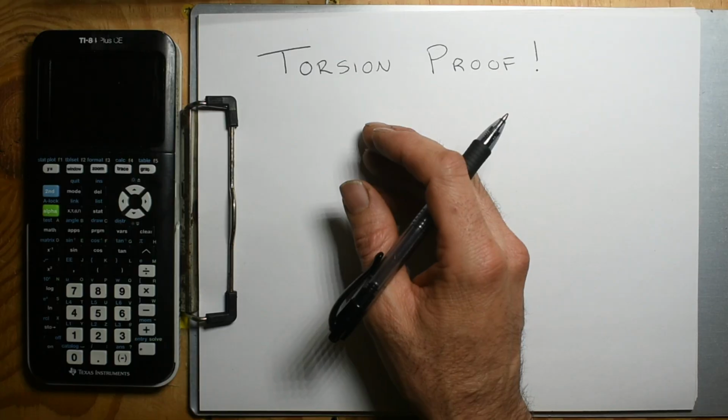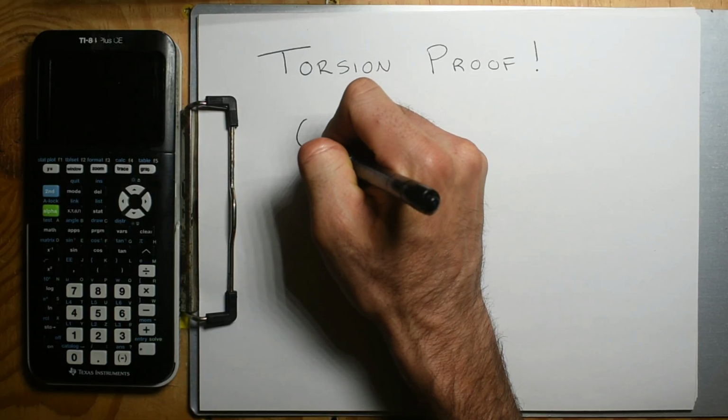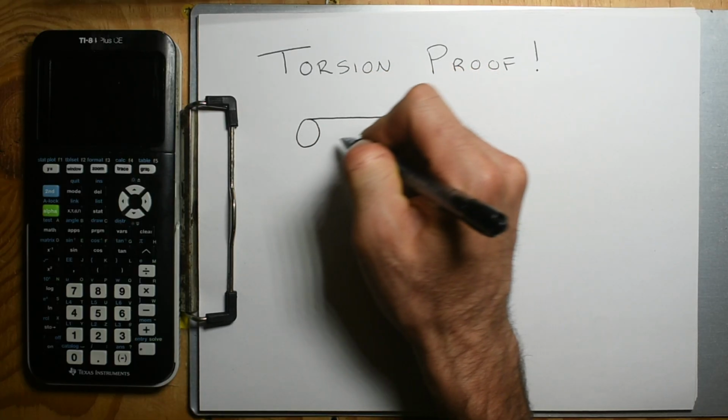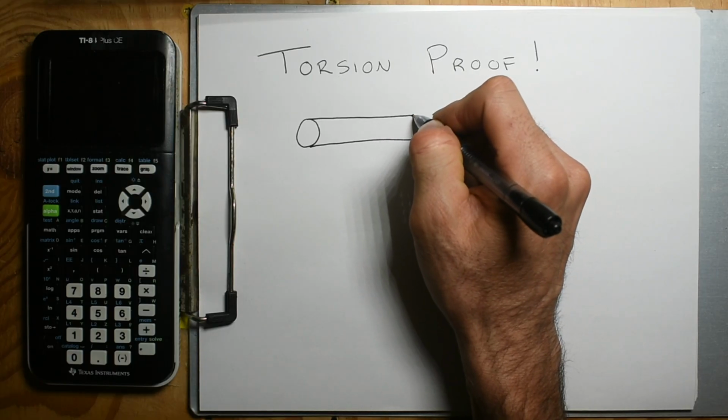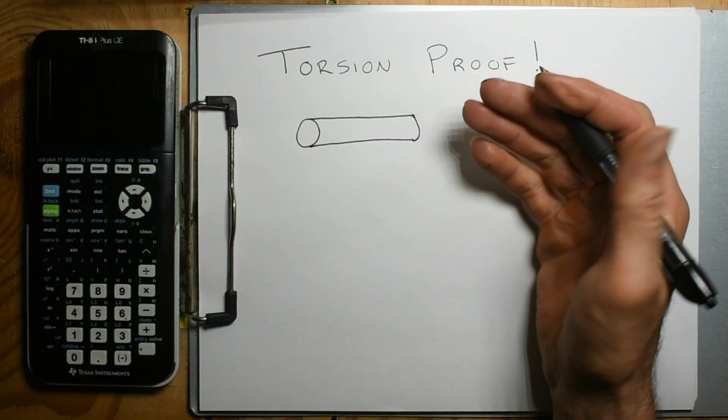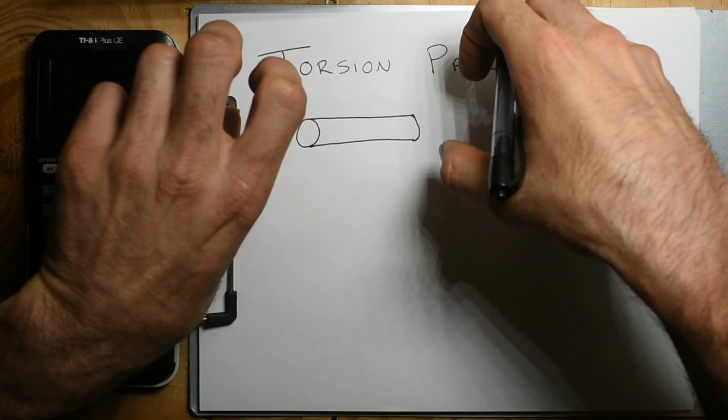And hopefully it's simple. So torsion is where we have a shaft, and we're going to tweak on one end and tweak on the other. You know what I mean? So we're going to do this.